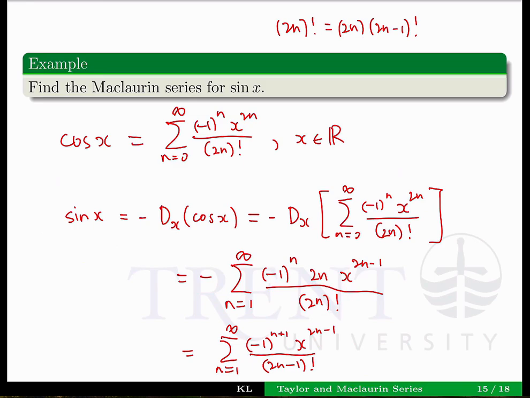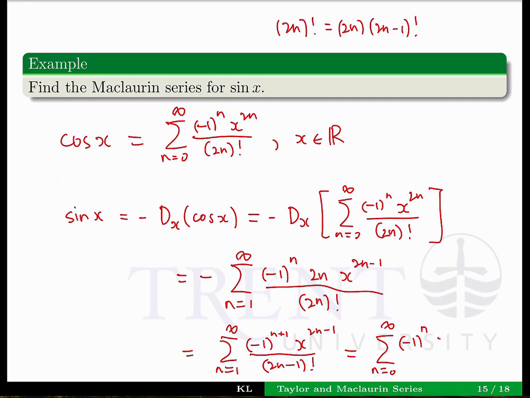Now, had we started with n equals 0, the power series can be written as follows. When n equals 1, we will have 1 plus 1, which is 2. Negative 1 to the power 2 is positive 1. So in here, when n starts with 0, negative 1 to the 0 is positive 1. So we can just put the exponent here as n.